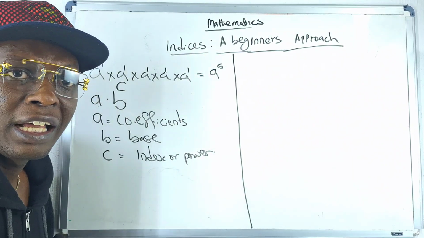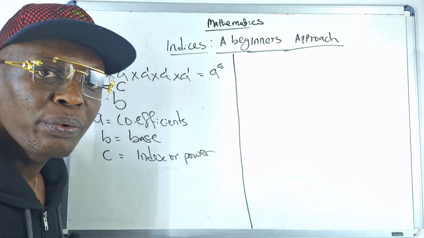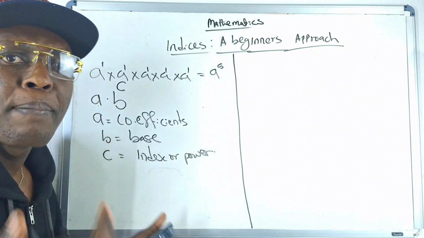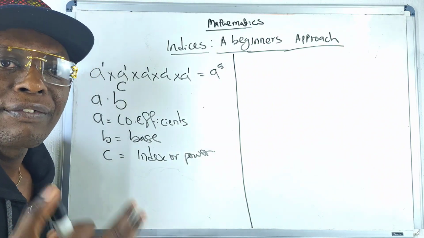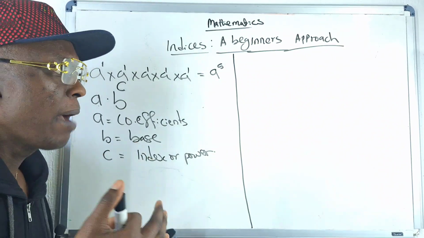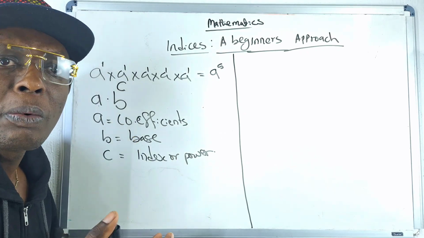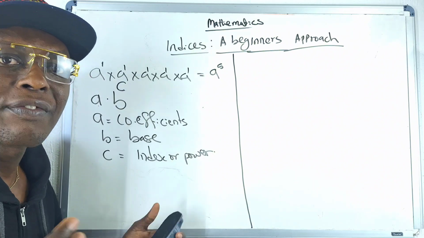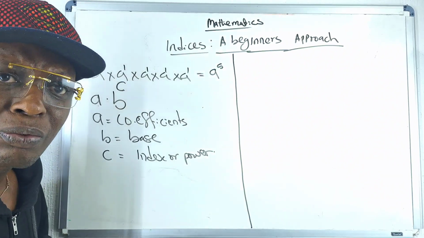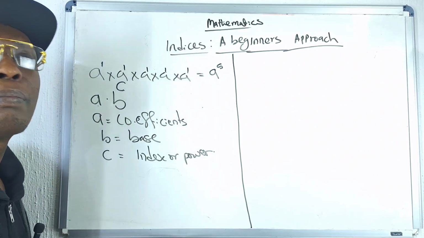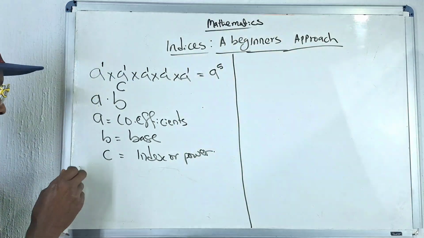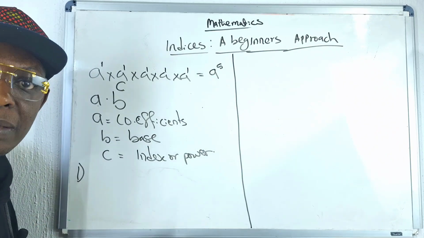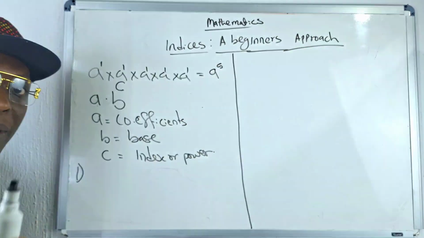Before we move further to solving questions, there are key rules guiding indices. If you're able to understand these rules, you will be able to work out everything that has to do partly with multiplication and division, because these rules are very, very essential. Now, what is the first rule? The first rule is the multiplication rule. There is no fixed order of arrangement, but first of all, it is better you know the multiplication rule.